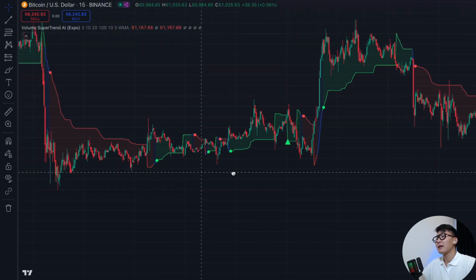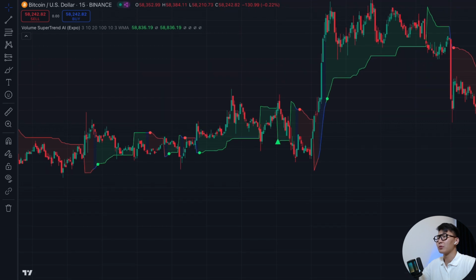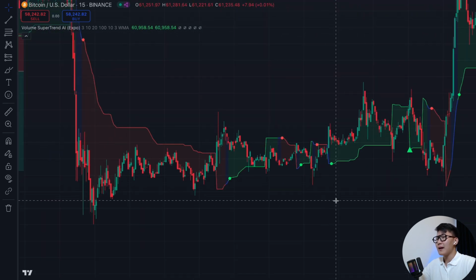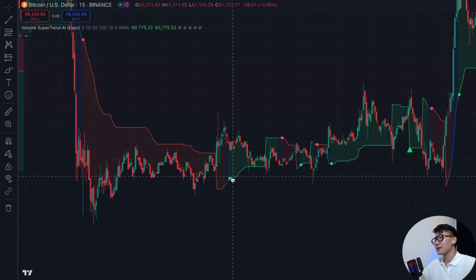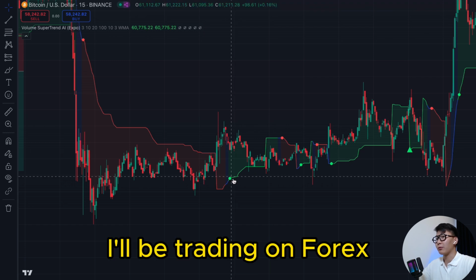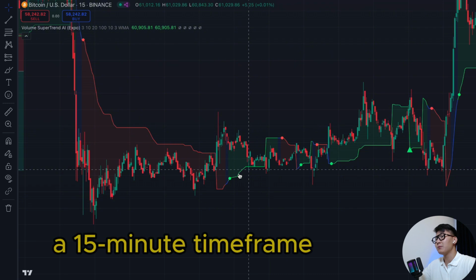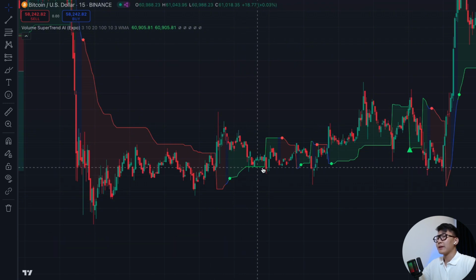I think you get the idea of how the strategy works. It's actually very simple, and I've shown you examples of opening short and long positions. On the Bitcoin to dollar chart, today I'll be trading on Forex, opening positions on currency pairs using the 15-minute time frame. I'll demonstrate several variations of entry setups, and let's dive into the analysis and find the most optimal entry point, guys.